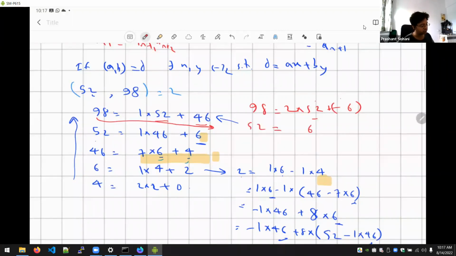So now 52 is nothing but 6 times 8, which is 48, plus 4. And so now already the answer is between 6 and 4. So I have cut down one step. I don't need 46 anymore. So you can save your time that way. You just have to reduce the modulus of the remainder. It doesn't have to be positive. So keep that in mind.